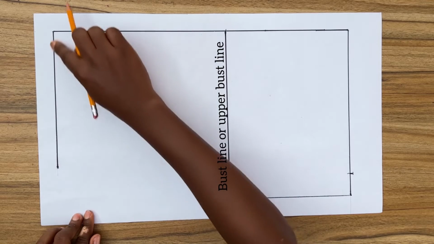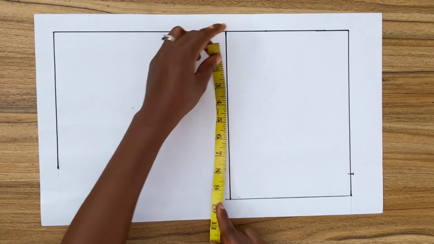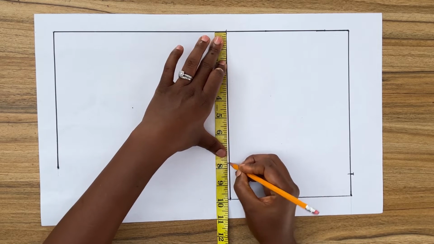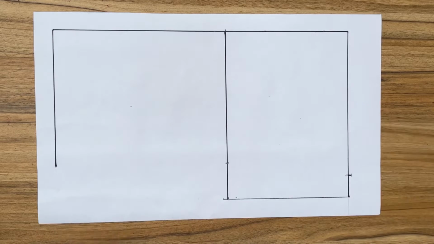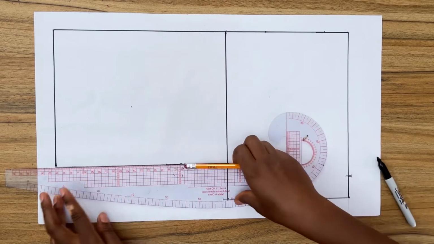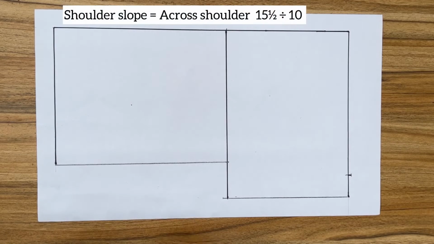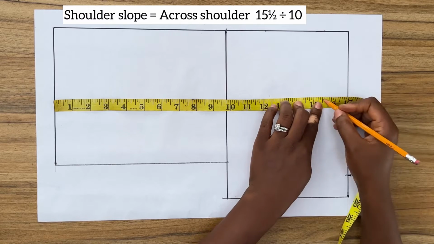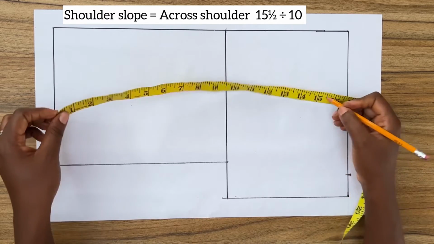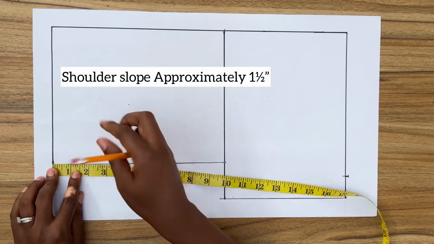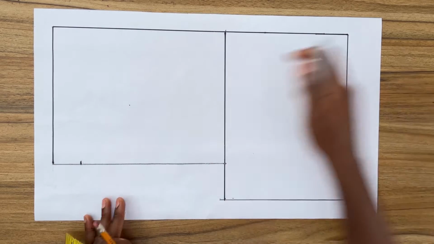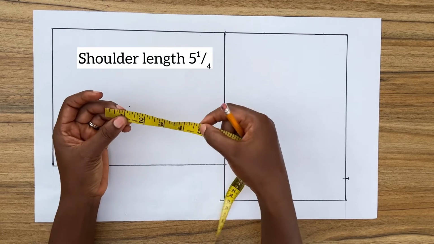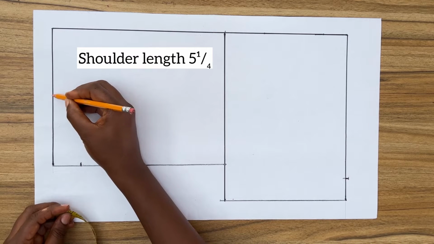Next, I'm going to take my cross shoulder measurement and mark it on the bust line. So from the center back line, I'm going to input this measurement. And then I'm going to connect this point to the shoulder. Next, I'm going to get my shoulder slope measurement. To get your shoulder slope, divide your across shoulder measurement by 10. Next, from this point, I'm going to place my shoulder length measurement until it touches the across shoulder line.